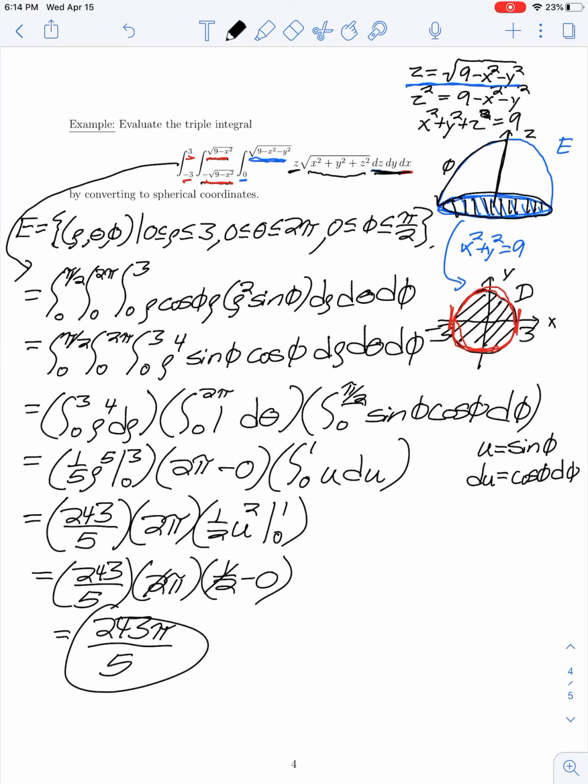So again, in this last example, we see that by converting to spherical coordinates, we get a triple integral, or an iterated integral, which is much easier to evaluate than the one that was given.